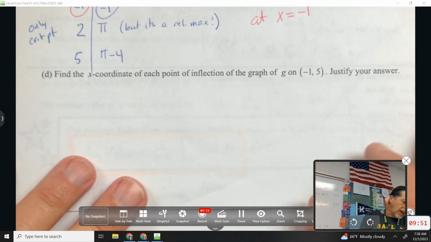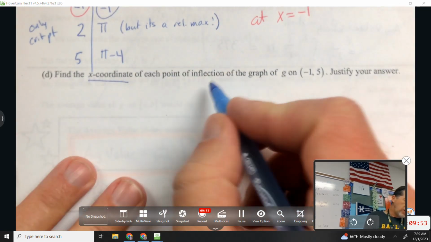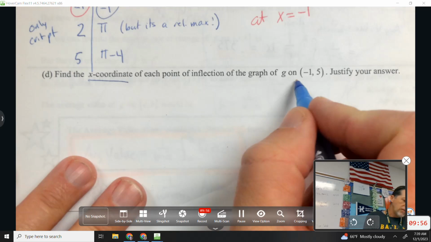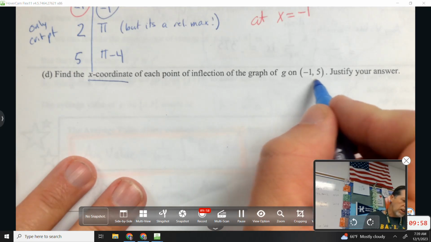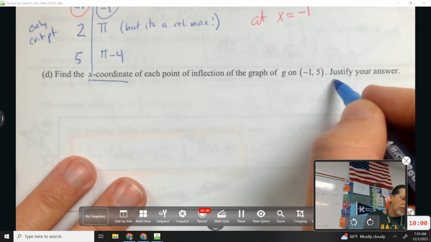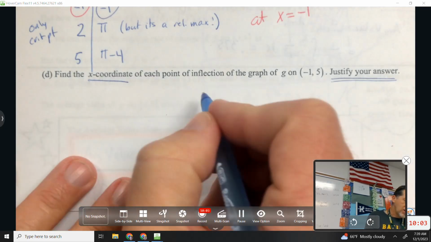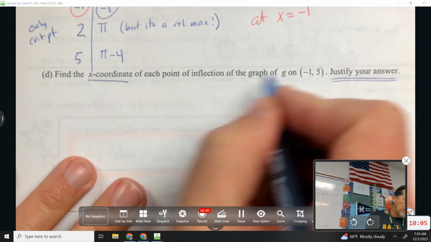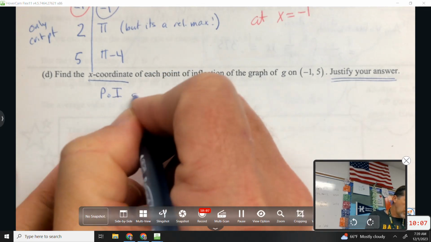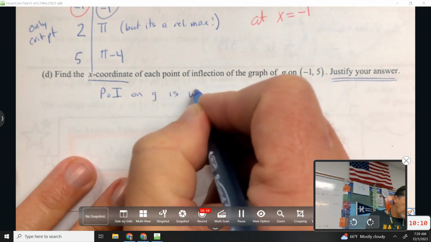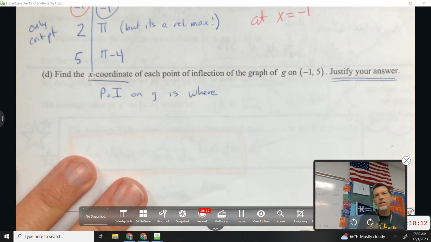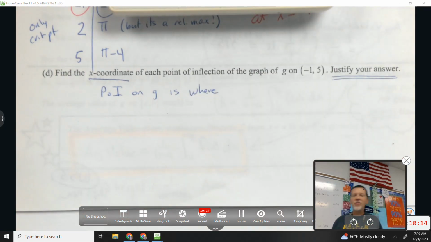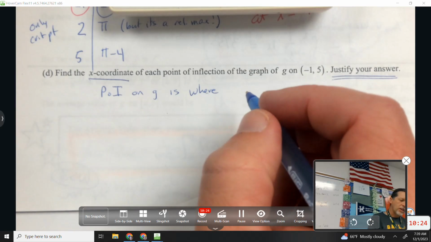Part D. Find the x-coordinate of each point of inflection on the graph of G on -1 to 5. Justify your answer. Okay, justify first. So point of inflection of G. Again, usually you can make the justify statement without knowing what else is going on in the problem. So how do I justify G having a point of inflection? What would I be looking for?